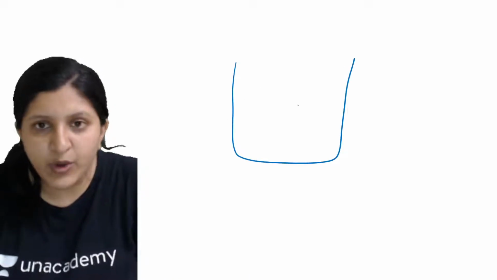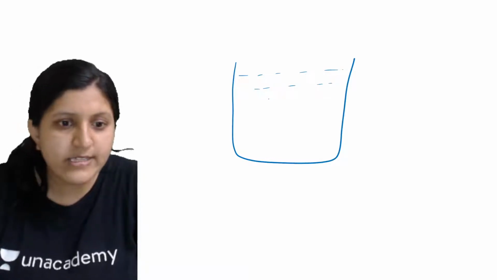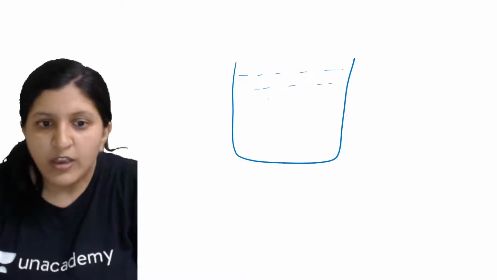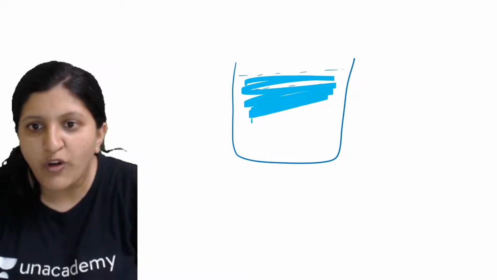You can see one example which is mentioned. I'll just draw that. Let's say this is a beaker. In this beaker you can see it is completely full of water. So this beaker is full of water.